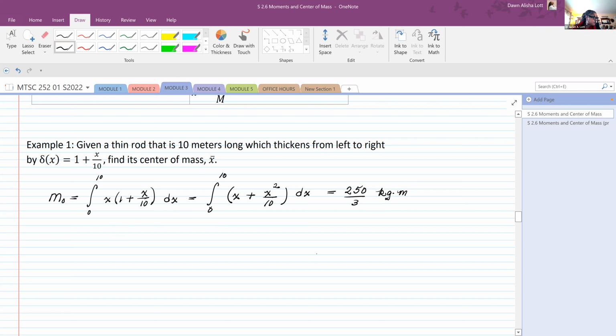All right, so then we have to find the mass. That's the integral from 0 to 10. This time it's only the density. Remember, it is delta of x dx. So it's the integral from 0 to 10. Delta is just 1 plus x over 10 dx. And this number comes out to be 15 kilograms.